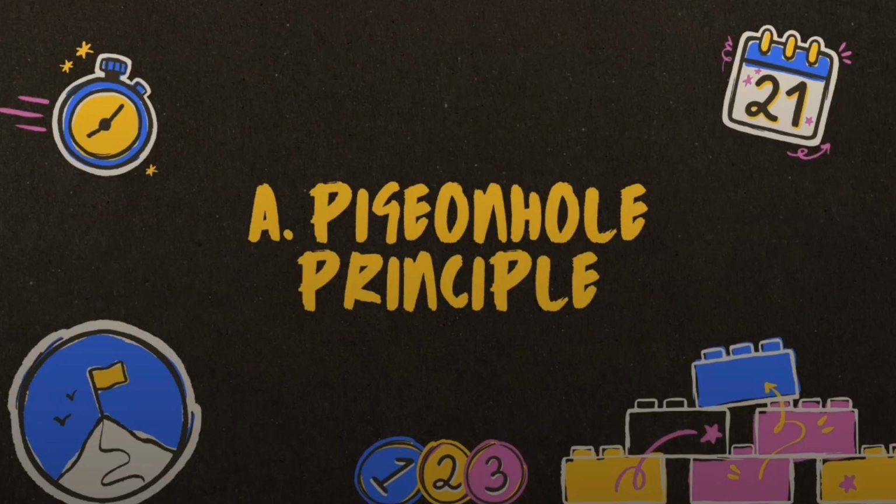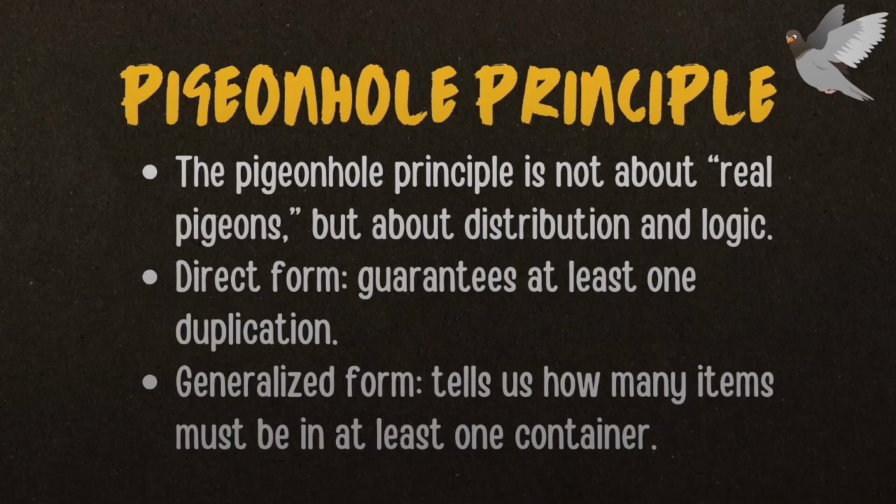Though it sounds simple, this principle helps us reason logically about distribution, fairness, and inevitability. It reminds us that certain outcomes are unavoidable, and recognizing them simplifies complex problems. In conclusion, the pigeonhole principle, both in its direct and generalized form, is not really about pigeons but about the logic of placement. The direct form ensures duplication and the generalized form quantifies it. Together, they serve as a clear example of how principles and reasoning guide us in solving problems more effectively.